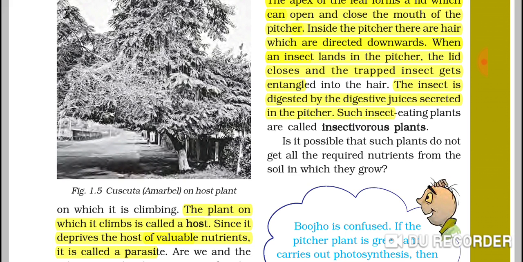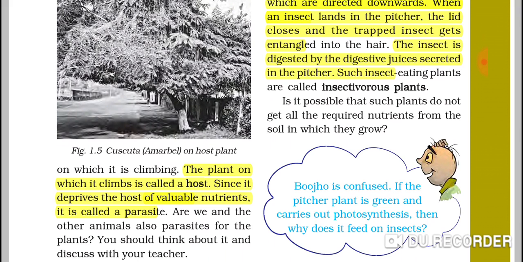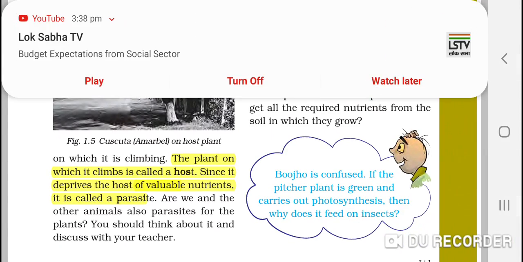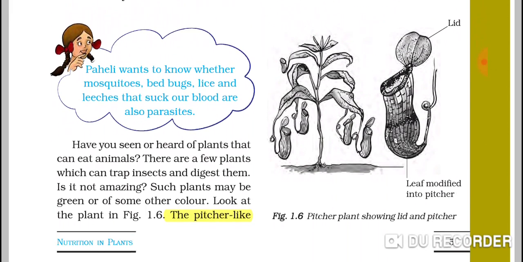These parasitic plants are known as the parasites, and the plant on which they climb is known as the host. Since it deprives the host of its nutrients, its food, therefore they are known as parasitic.